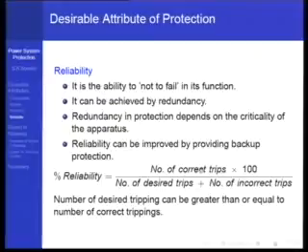So that is the reliability, and the measure of the reliability is number of correct trips divided by number of desired trips plus number of incorrect trips, that is the ratio. So here correct trips, desired trips, incorrect trips, so everything is factored. By desired trips we are factoring the dependability, by incorrect trips we are factoring the security.